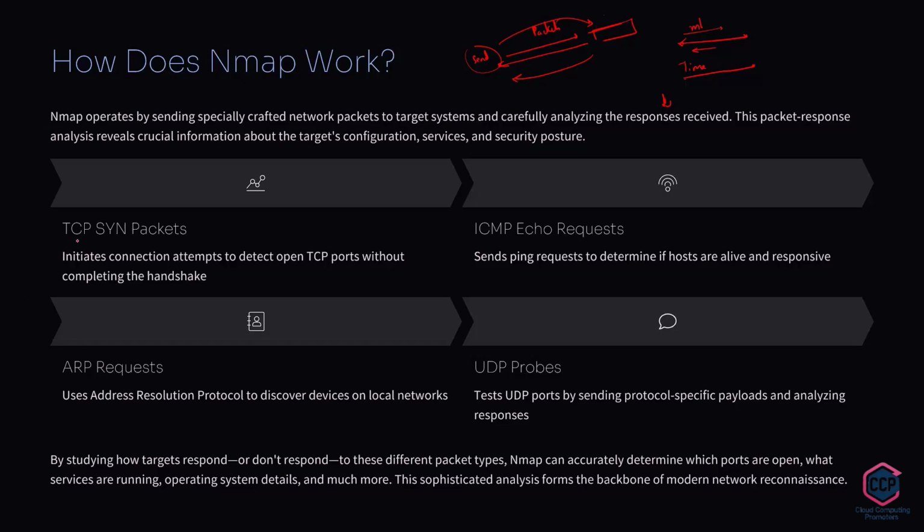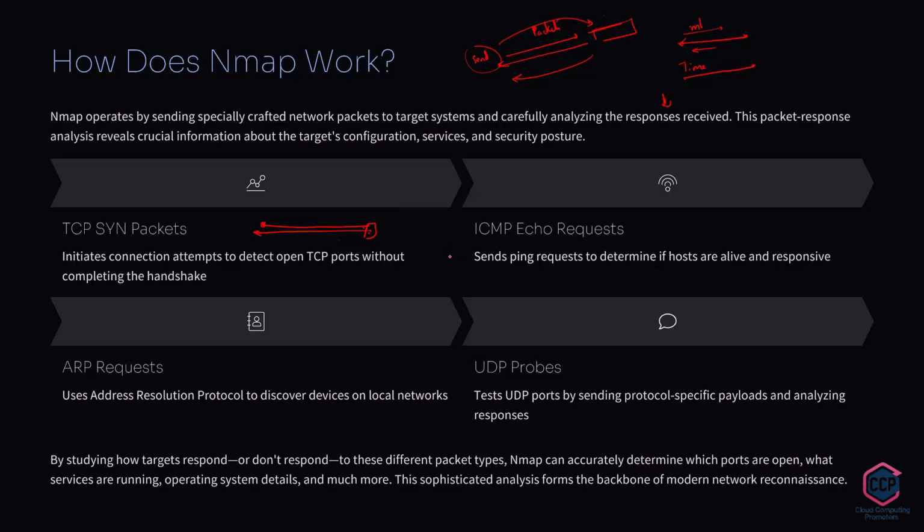Okay. Then TCP SYN packets initiate a connection to detect an open port, TCP open port without completing the handshake. A complete handshake means we send some information to the server, it goes into the server, and then the server reverts back. An incomplete handshake means we'll just knock. We won't send any information to it. We'll just take a 360 degree scan over that network.